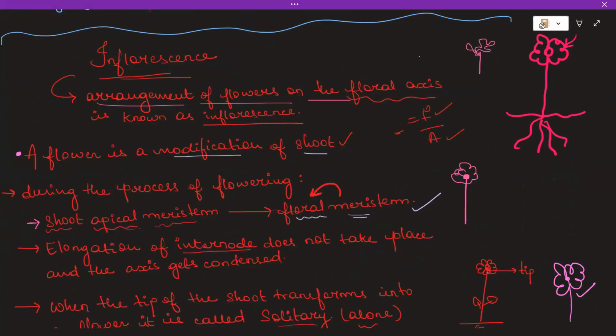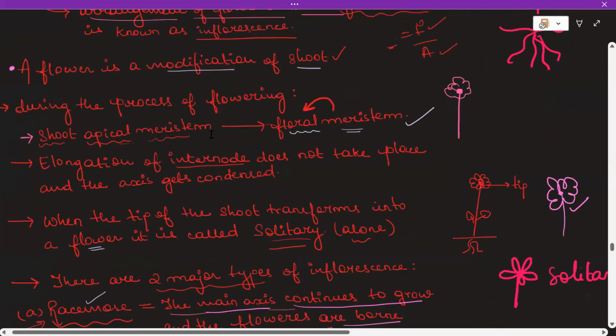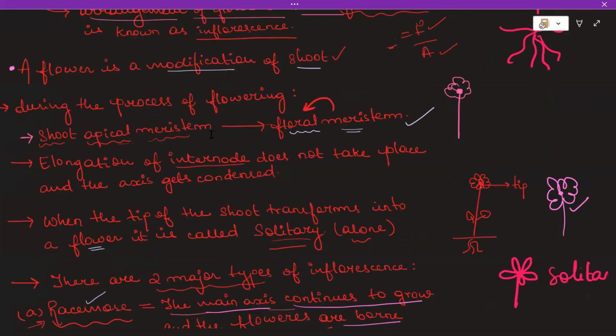Now, a flower is a modification of shoot, meaning when the shoot gets modified, the stem gets modified, it forms a flower. So always remember this one thing, that during the flowering process, the shoot apical meristem is going to transform itself into the floral meristem.